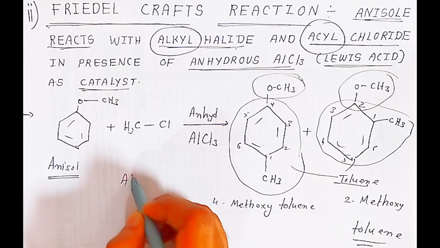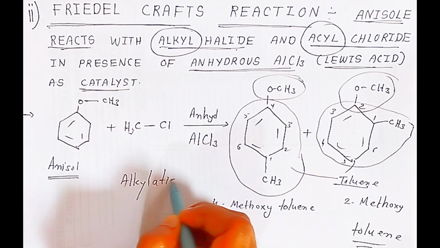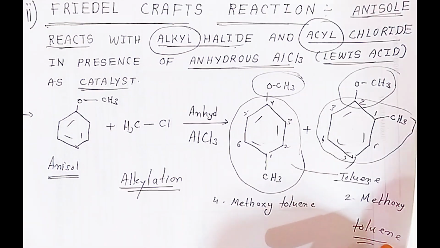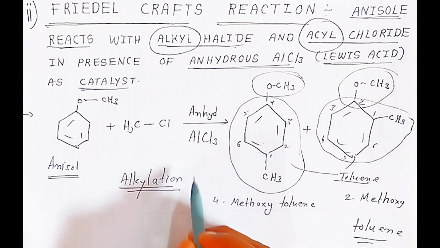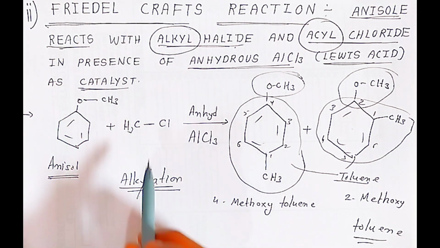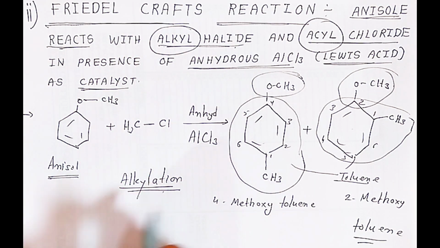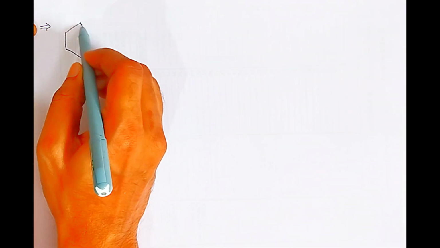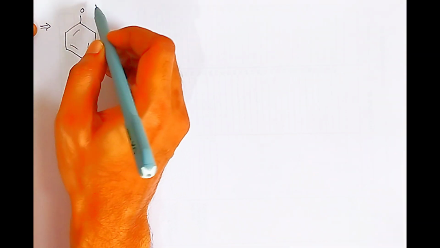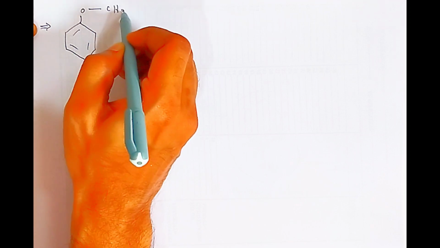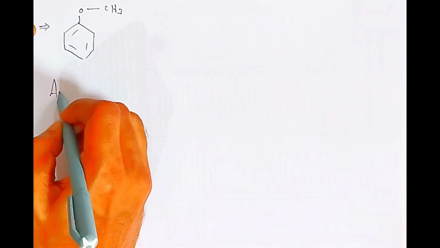This whole reaction, where an alkyl group is added to the anisole, is called alkylation. Now, students, since this reaction was described by Friedel, it is also called Friedel alkylation. Acylation: we are going to see the Friedel acylation of anisole. So this is your anisole, students, oxygen having two valencies, one by methyl, the other by phenyl.